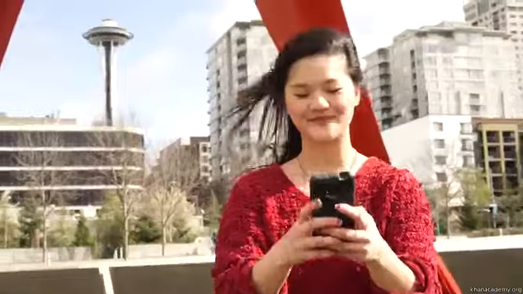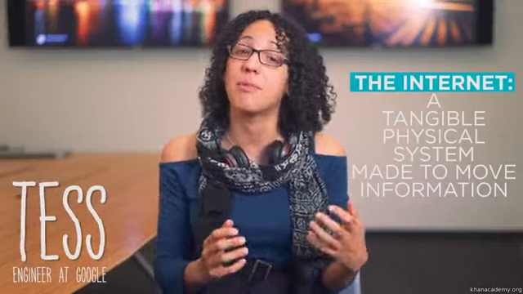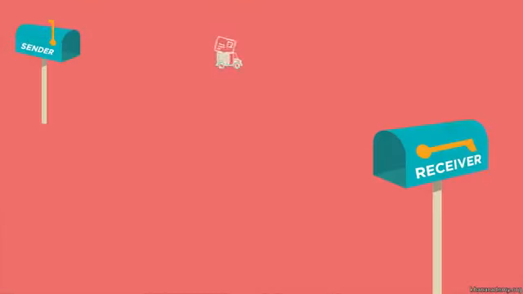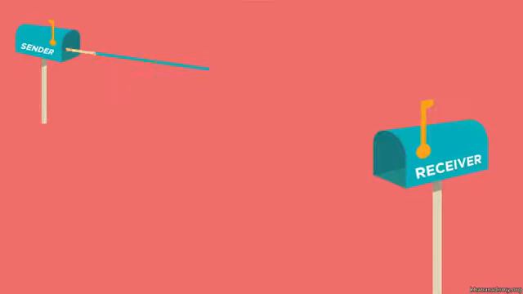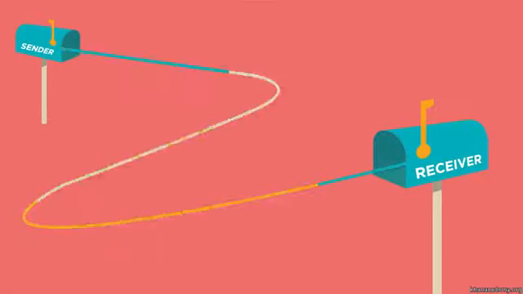Here's a question. How does a picture, text message, or email get sent from one device to another? It isn't magic. It's the internet, a tangible, physical system that was made to move information. The internet is a lot like the postal service, but the physical stuff that gets sent is a little bit different. Instead of boxes and envelopes, the internet ships binary information.